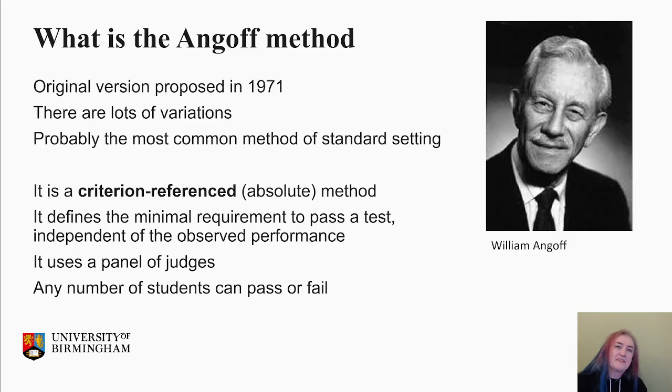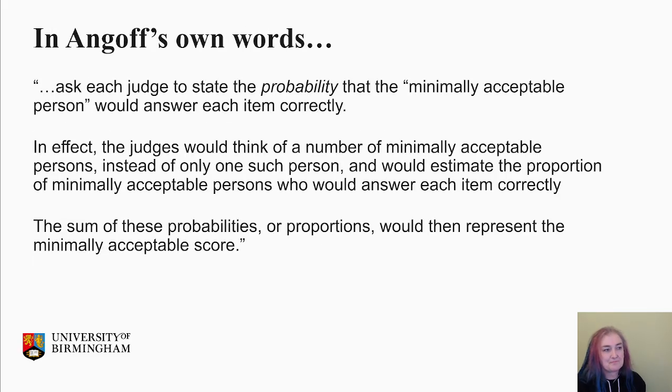It's what we would call a criterion reference method, by which I mean it defines a minimal requirement to pass a test, but it's independent of the scores that we see in that test. What makes it defensible is that it uses a panel of judges. So it's not one person, it's lots of opinions on questions. And because it's set independent of the scores that we see, any number of students can pass or fail. So the thing at the heart of this is the idea of what is minimally competent, and the pass mark that we set reflects that point.